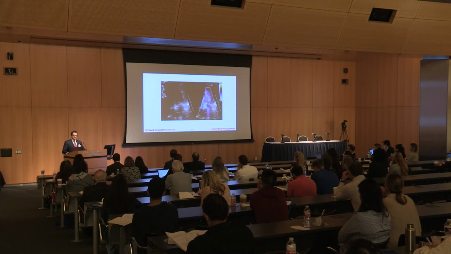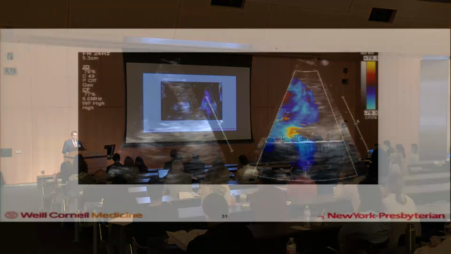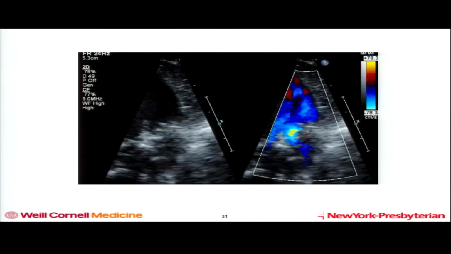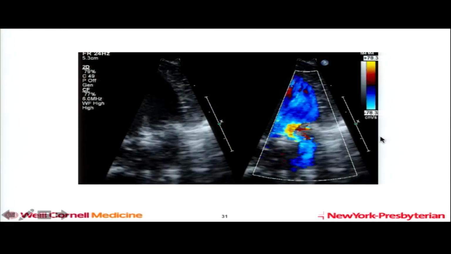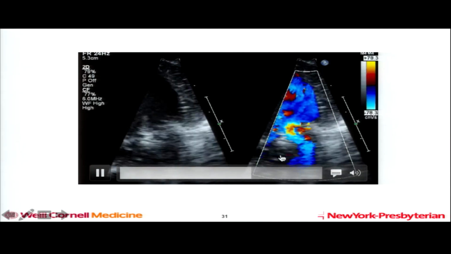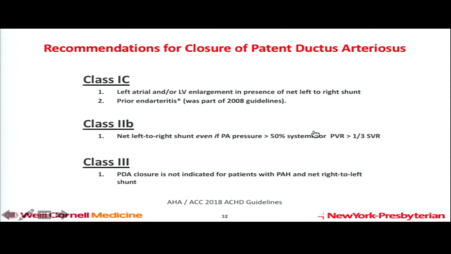On echo, this is an example of a PDA. We see it often in parasternal short axis views or suprasternal views. And this is an example of flow from the aorta to the PA. Again, reasons to close, which we already touched on, are if you see evidence of left heart dilation and you don't have pulmonary hypertension, or even if you have a net left to right shunt with high PA pressures, you would consider closing, but you don't close if you have fixed pulmonary hypertension with right to left shunting.